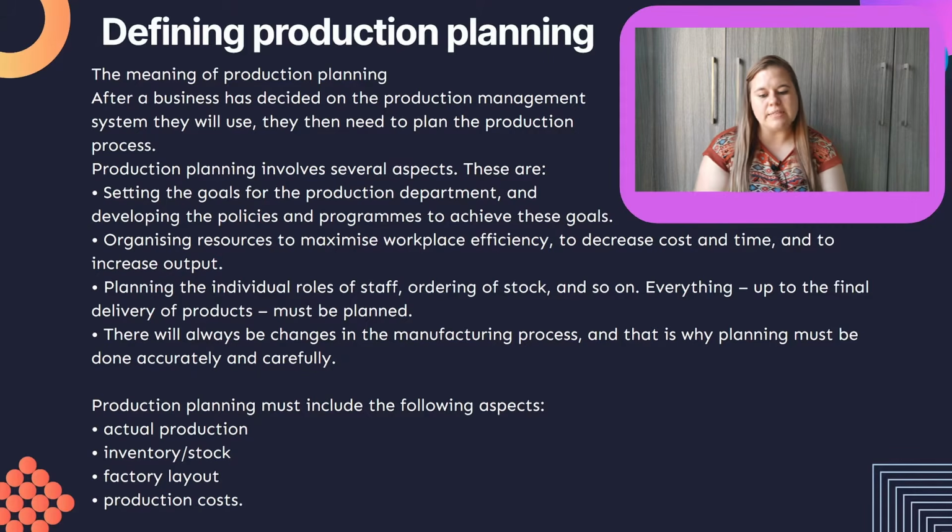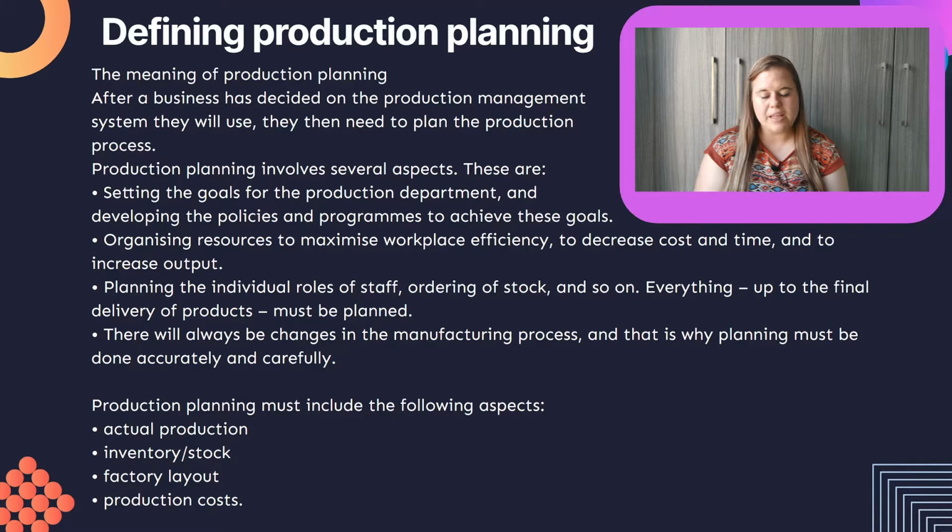Now we're looking at the production planning. So the meaning of the production planning. After a business has decided on the production management system that they will use, they need to plan the production process. Production planning involves several aspects.